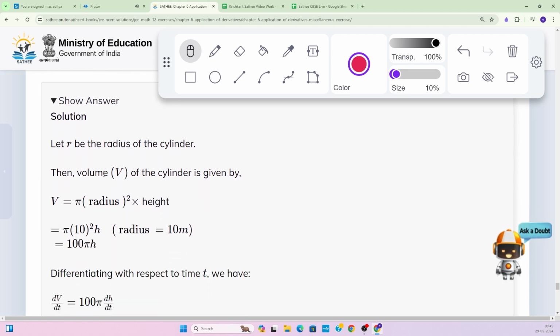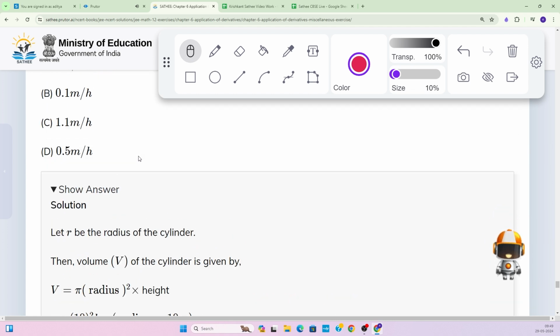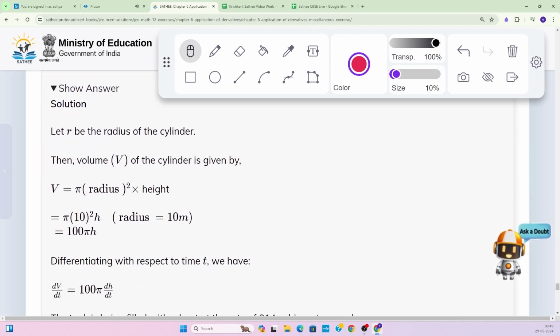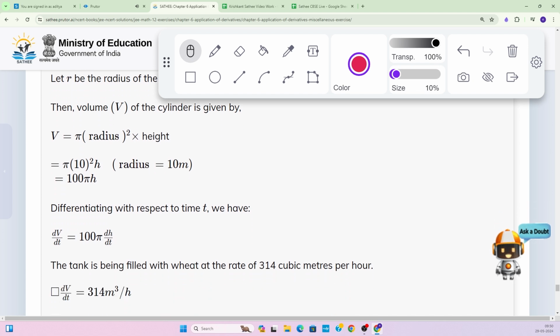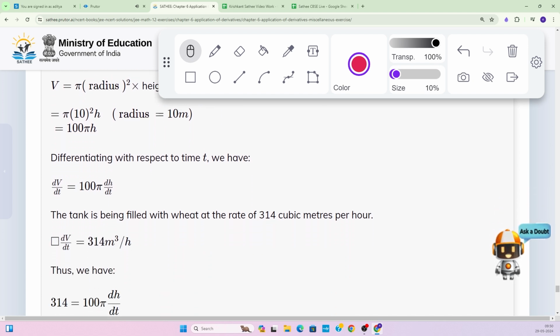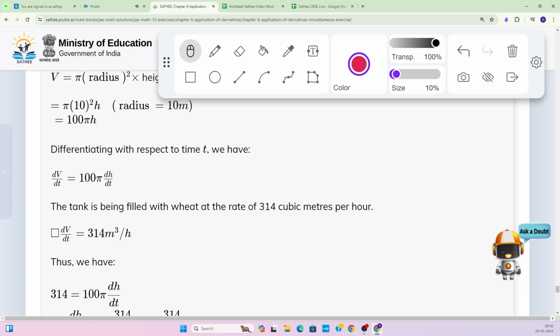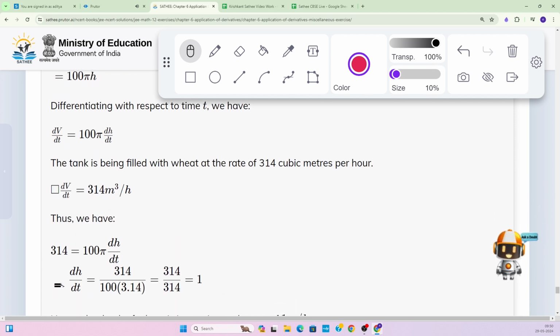Let r be the radius of the cylinder and V be the volume of the cylinder, then pi r square h is the volume of the cylinder. Here r is your radius, small r, and h is your height, and it is already given that the radius is equal to 10 meter. This means your volume in terms of height will be 100 pi h. Now differentiating with respect to time, this means dV by dt is equal to 100 pi dh by dt.